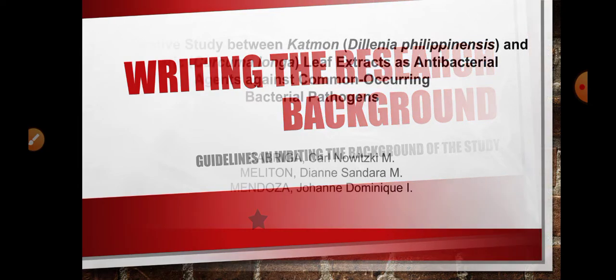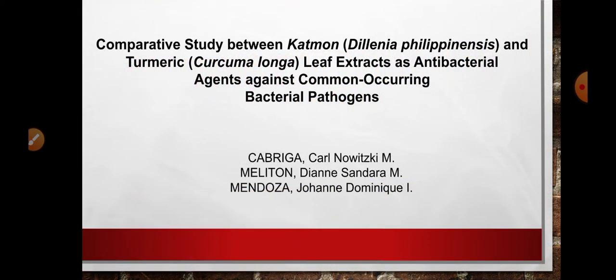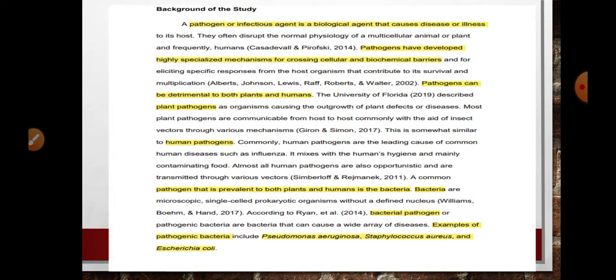For this discussion, we will be using the study entitled Comparative Study between Catmon and Turmeric Leaf Extracts as Antibacterial Agents Against Common Occurring Bacterial Pathogens. So let us have their background of the study. Let's take a look at this example. Here we have the first paragraph of the background of the study.